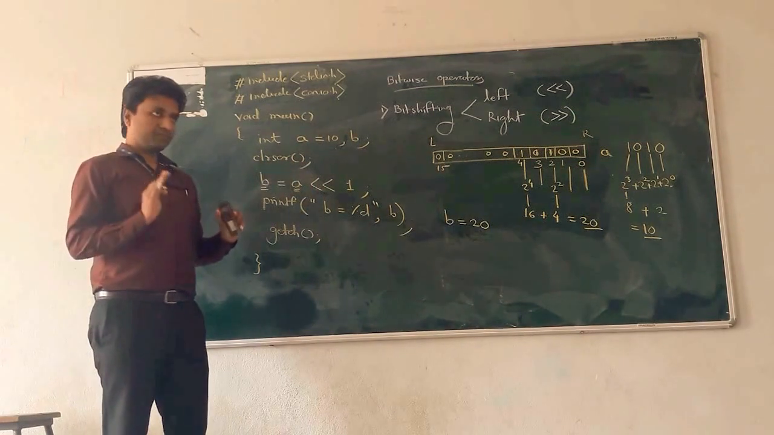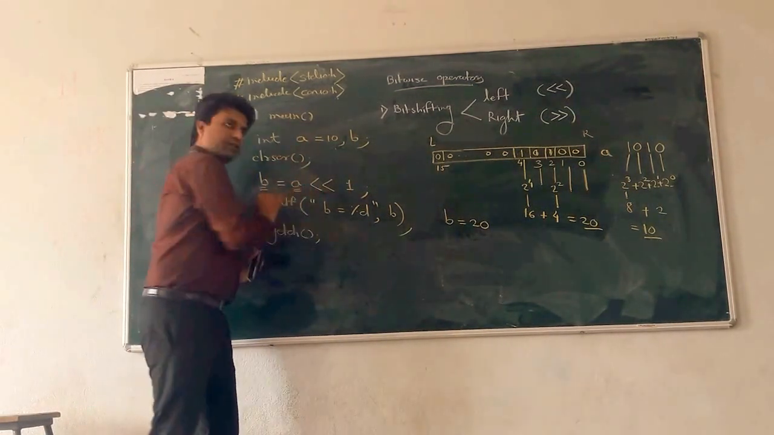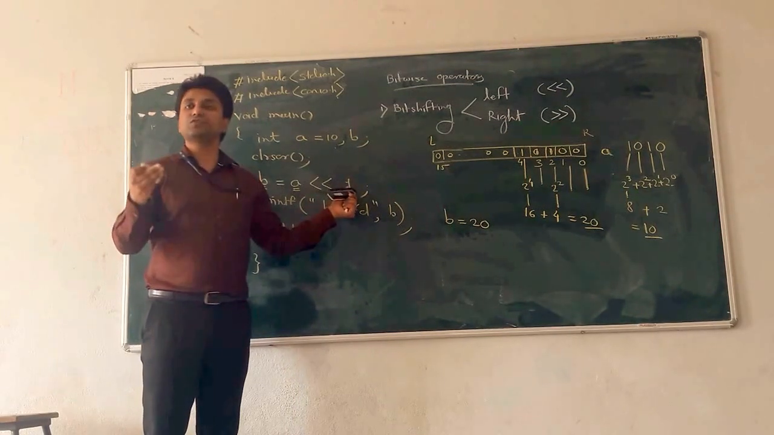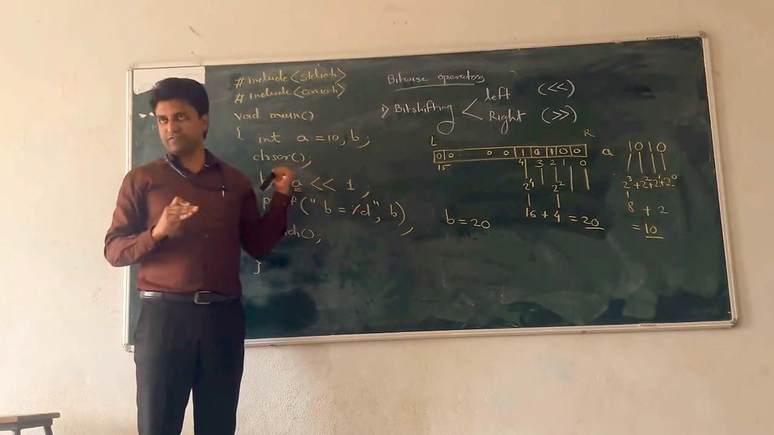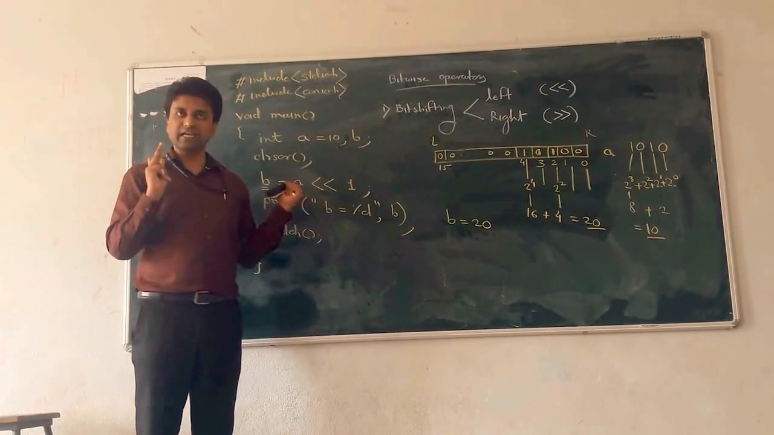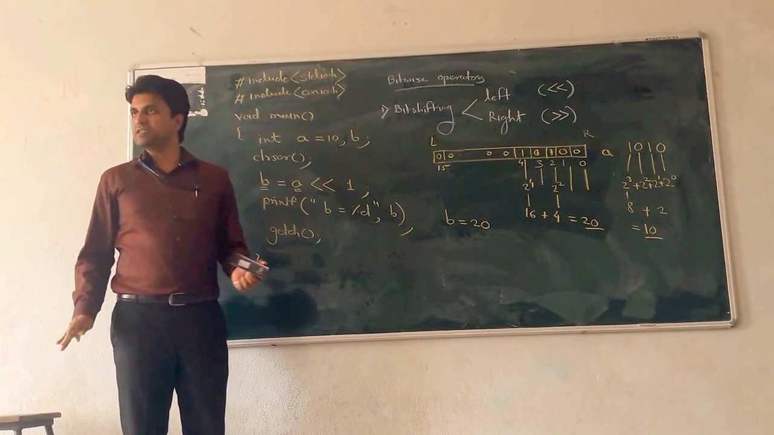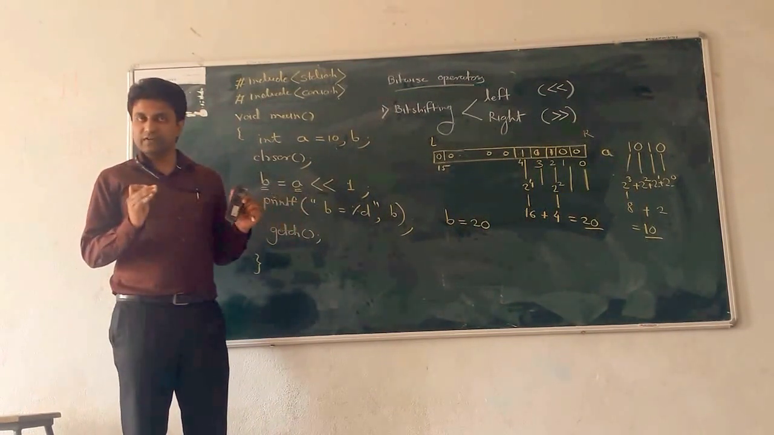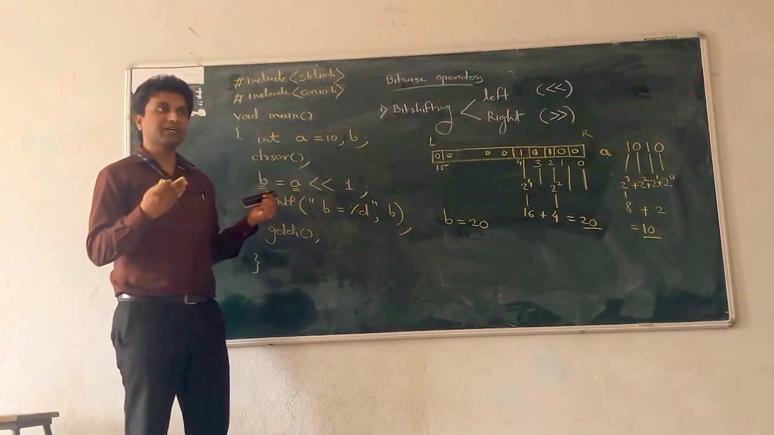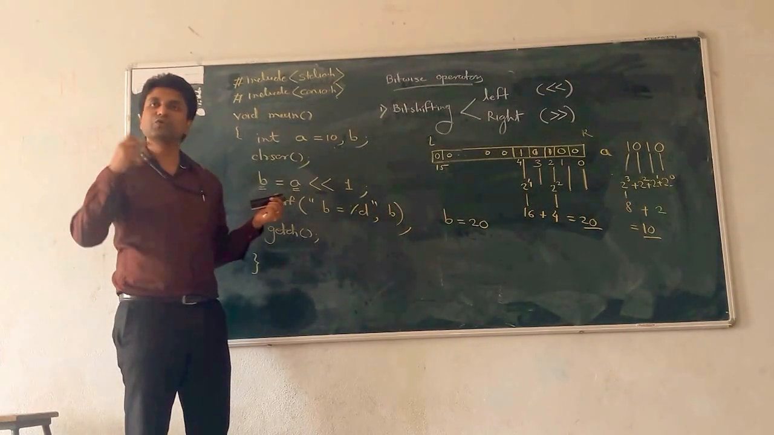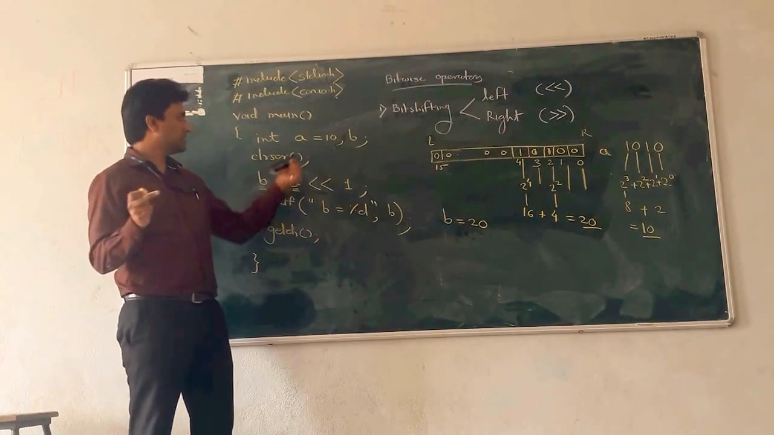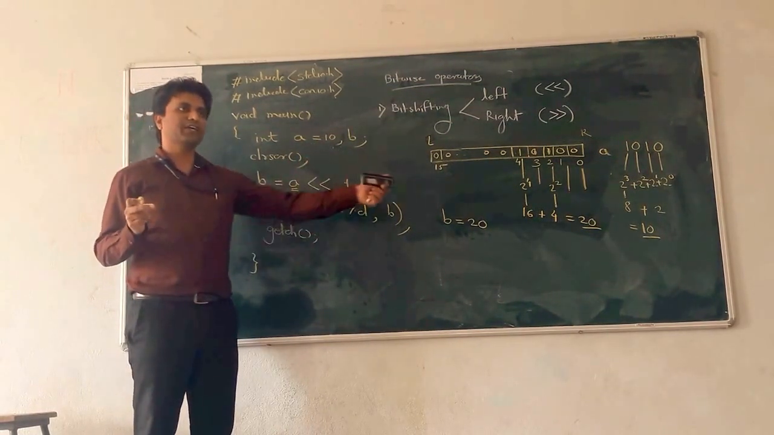First give the number, after that the left shifting operator, and how many bits you want to shift to the left. So here we want to shift that number a by only one bit. When you shift any number by one bit to the left, then that number becomes number into 2. Only one bit, number into 2. That is, the number is 10, 10 into 2, which is 20.